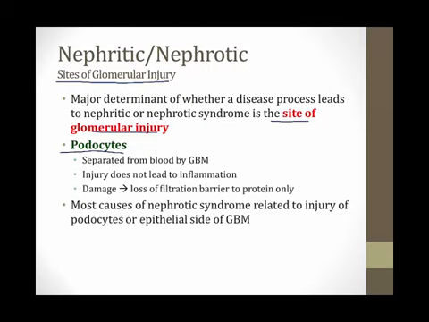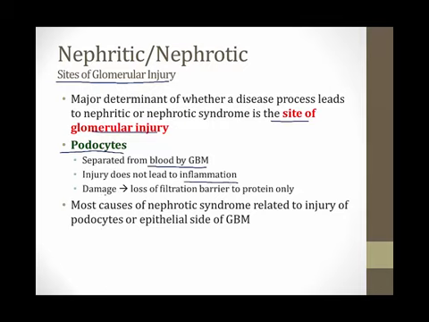The reason for this is that the podocytes are separated from blood components by the glomerular basement membrane. This means when podocytes are injured or damaged, inflammation generally does not occur. The podocytes are walled off from the blood components, so white cells and complement proteins can't reach the area of damage when podocytes are injured.